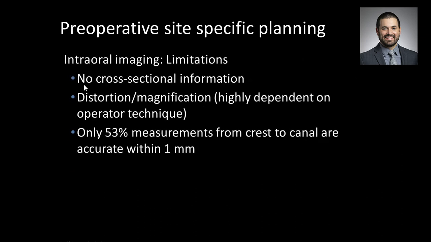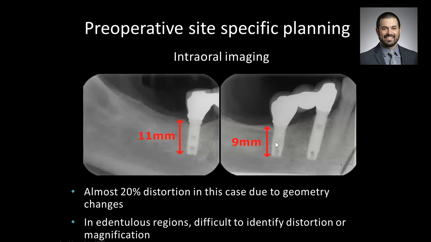Okay, but we of course have no cross-sectional information, and our associated distortion and magnification is really dependent on where the X-ray tube is or your operator technique. And because of that, if we measure crest to canal from periapicals, only about half of those will be accurate to within a millimeter. And so here's an example: two different periapicals with different angulations, we're getting about a 20% change in these two measurements here. So we really can't measure much from periapicals. They're too distorted.